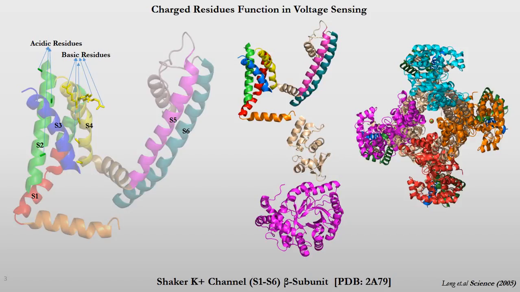Of key importance is the S4 helix, which was recognized as a voltage sensing unit owing to the presence of basic residues, arginine or lysine, at every third position. This segment, along with the S2 helix, which is rich in intracellular acidic residues, is involved in gating.